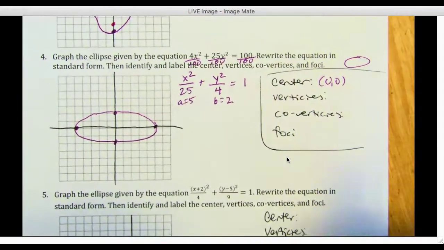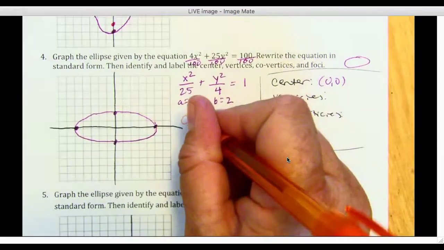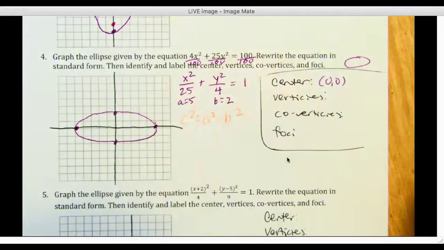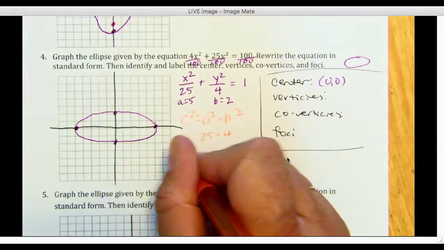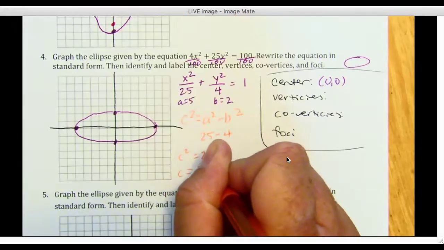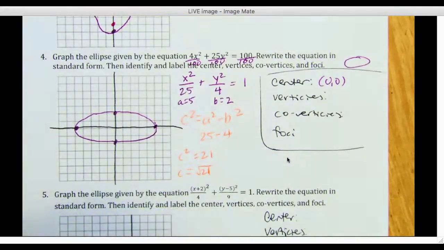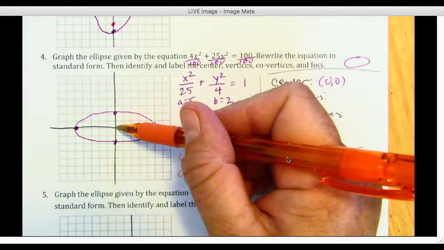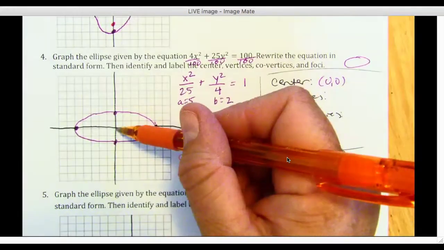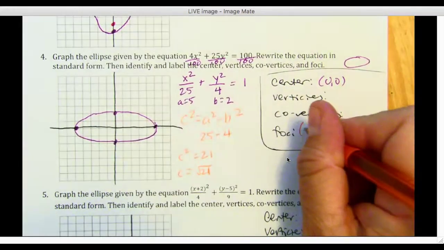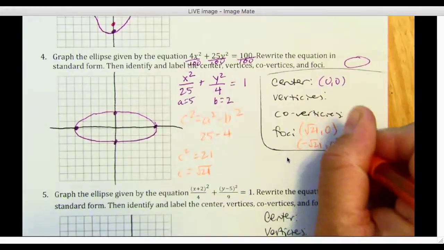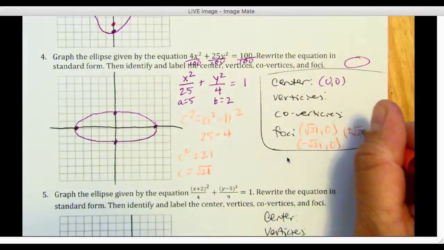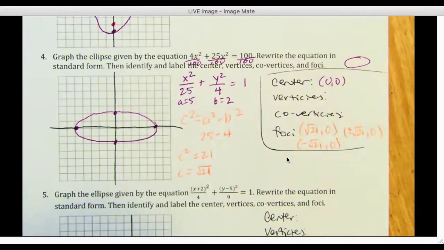And now I need to find my C value. So c squared is equal to a squared minus b squared. So 25 minus 4, so 21 is c squared. So c equals the square root of 21. Now the way I want you to write your foci when you don't have a whole number is we're going out square root 21 and out square root 21. So you can write square root 21 comma 0 and negative square root 21 comma 0. Or you can write plus or minus root 21 comma 0 to combine them. Either way is fine with me.